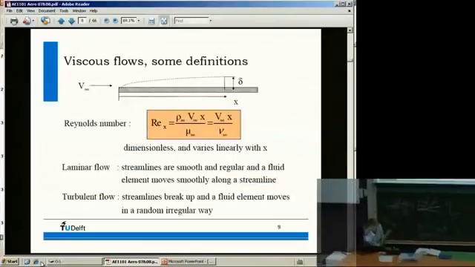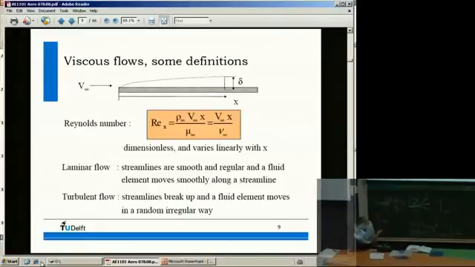So important: boundary layer, Reynolds number. And the Reynolds number is a very important dimensionless number. Mr. Reynolds came up with it, and this is the definition. Well, why on earth would he come up with this? So rho Vx over mu.